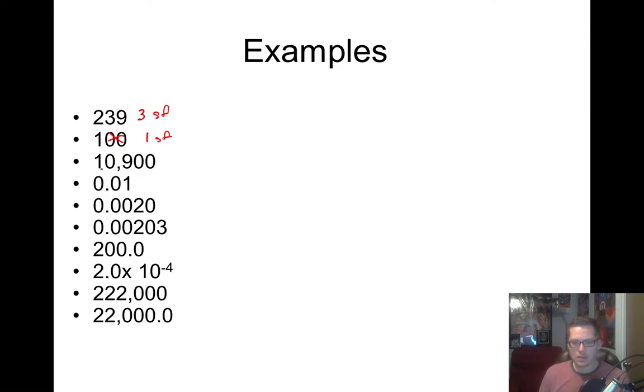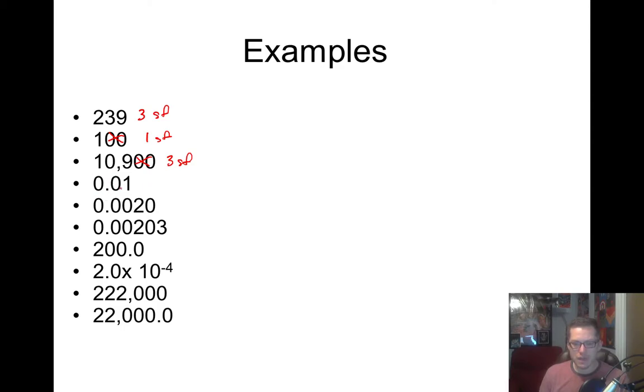All right, let's see here. Now, this one's a mix, right? We got some trailing zeros and we got a sandwich zero. Sandwich zeros always count. Trailing zeros only count if there's a decimal. There's no decimal place, so these zeros don't count, but this zero does. So this has 3 sig figs. You see how that works? I'm just applying a bunch of rules.